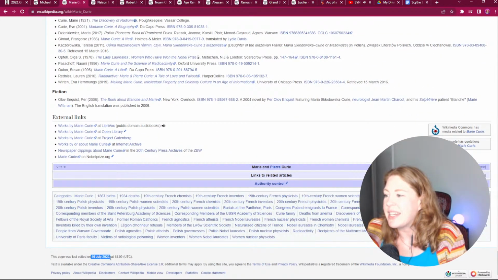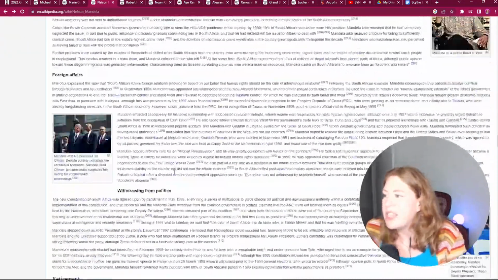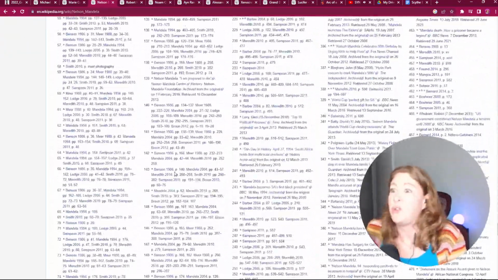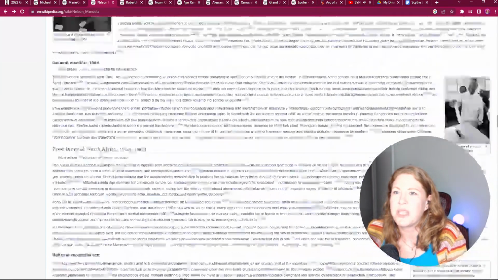It was last edited on the 16th of July, and Nelson Mandela's page is edited, it was huge. Oh my God, there's so much information here. 19th. Okay, so we're still up to date. We're still really, really good.